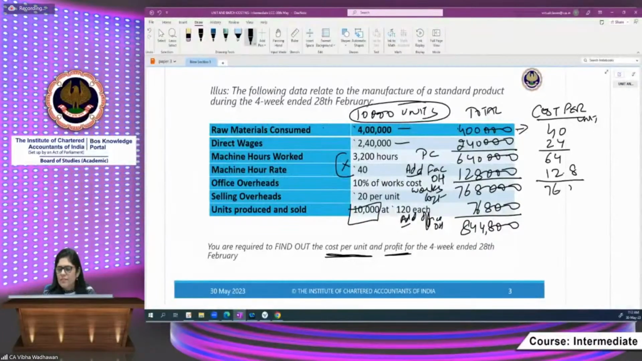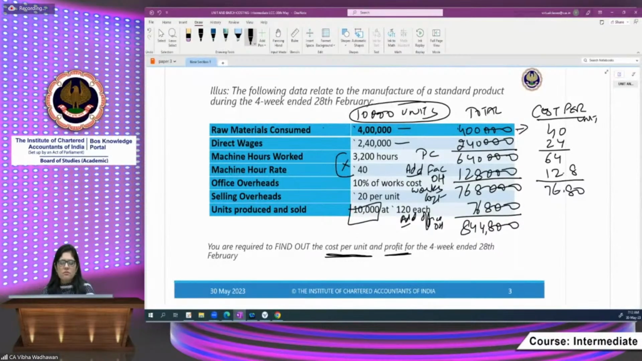So 76.80. Keep on calculating cost per unit also. WIP, who's this? Mayur, there is no opening and closing stock of WIP. Okay. So if there is no opening and closing stock of WIP, you can ignore it, or you can write it also and write nil against it.